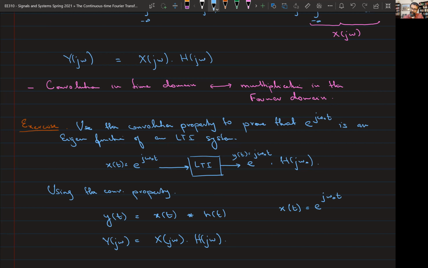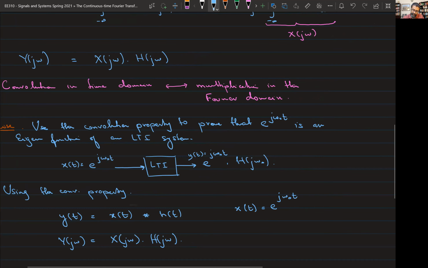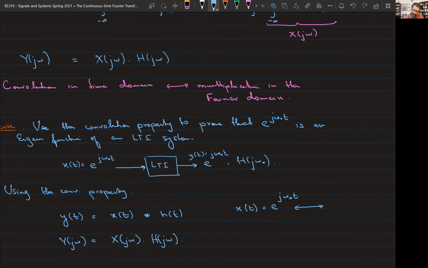Right. So x of t equals e to the power j omega naught t. But what is the Fourier transform for that? I would need to know the Fourier transform. What is the Fourier transform for e to the power j omega naught t? Find x of j omega. Excellent, Daniel. What is x of j omega? So this is 2 pi delta omega minus omega naught.